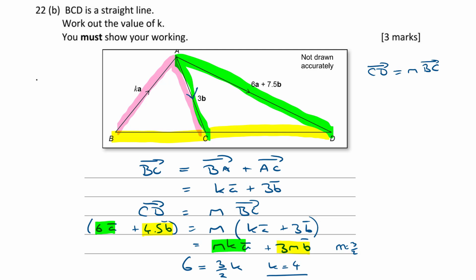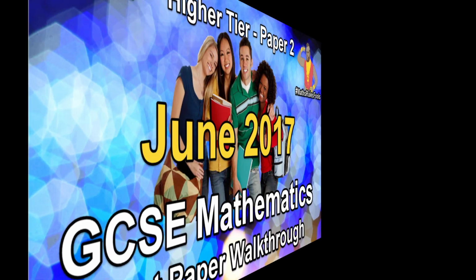That comes about by the fact that if two vectors are equal, then their a parts must be equal and their b parts must be equal. So that's what I did. I kind of separated them out and compared them. Okay, but we come up with the answer. k is 4.